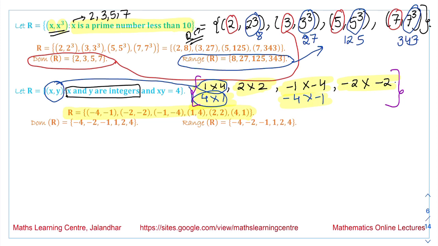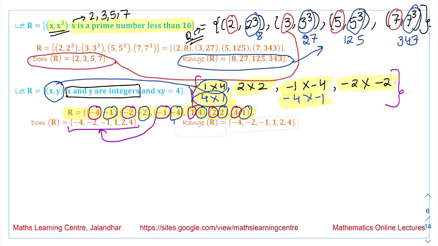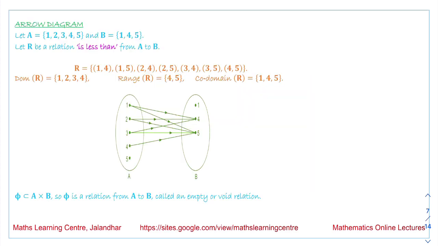Now if we have to write the domain, the domain is minus 4, minus 2, minus 1, 1, 2 and 4. The collection of all these elements forms the domain of R. And these elements, minus 1, minus 2, minus 4, 4, 2 and 1, this set forms the range of R. Next we have the arrow diagram for the set.